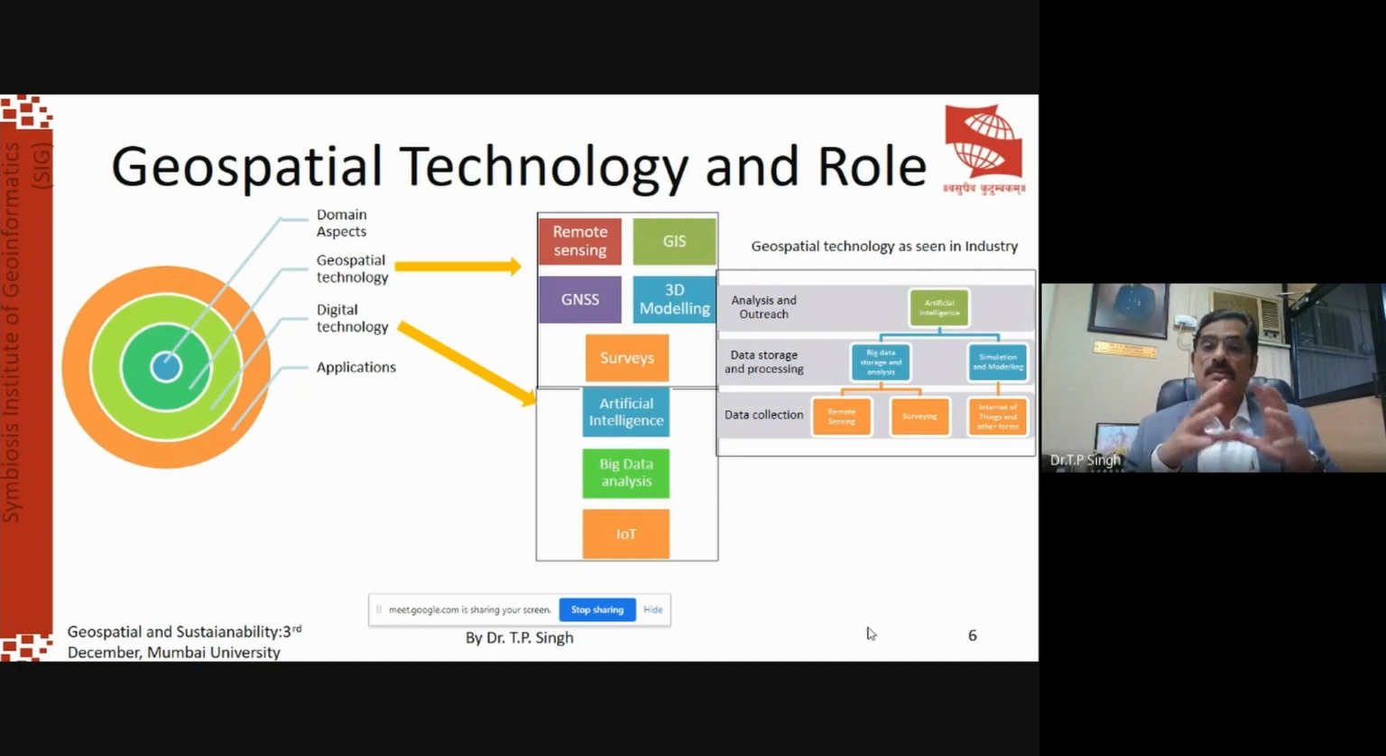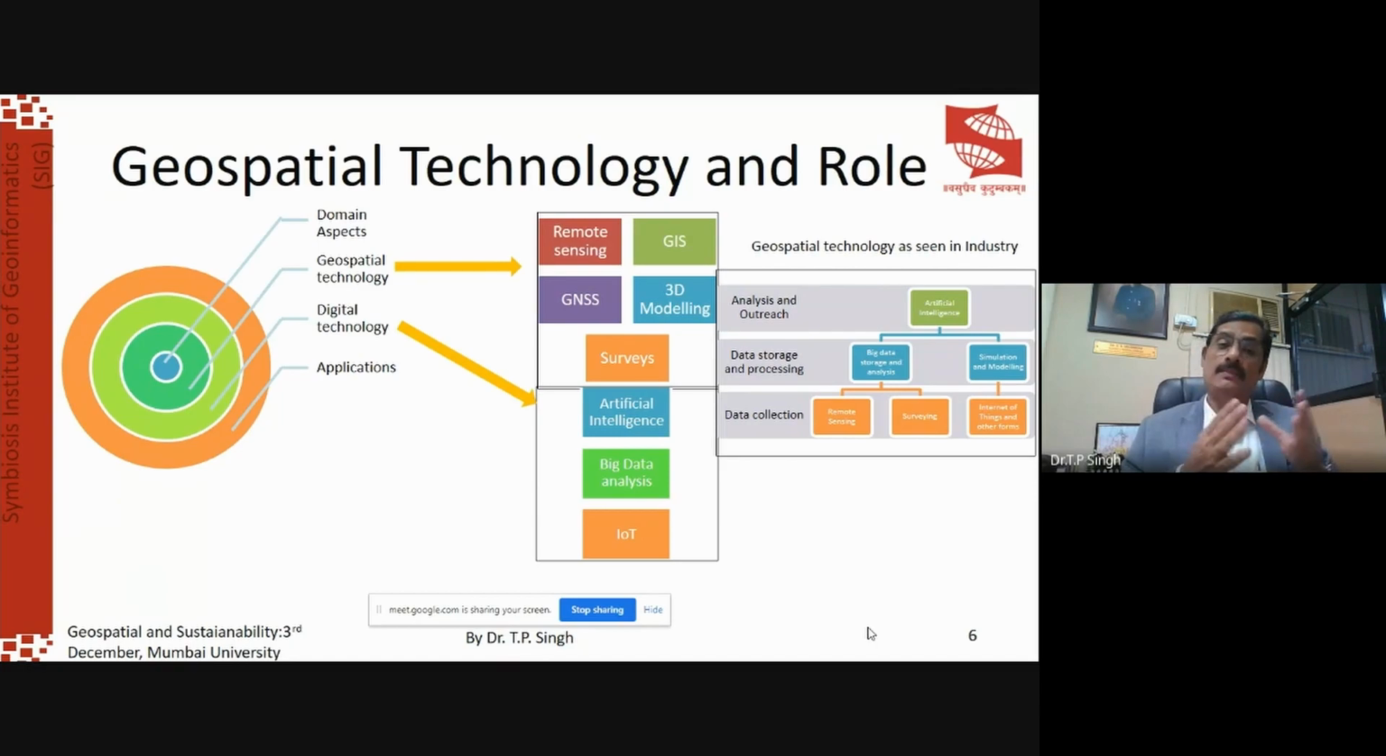Geospatial technology, as seen by industries, involves analysis of data sets where we utilize artificial intelligence, and then we have storage, the big data storage. A lot of cloud services are available which we can use to solve our purpose.